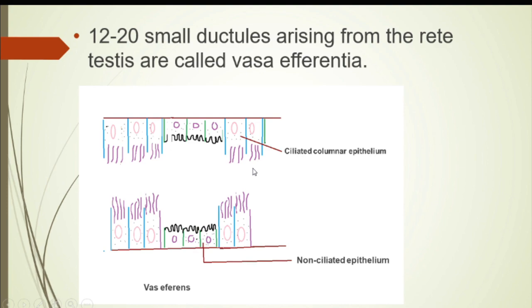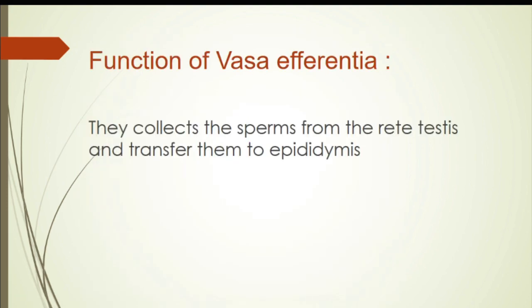What are these cilia doing? They are sweeping the sperm towards this side. You can see the cilia sweeping the sperm, helping in the conduction of the sperm. That is the function. The other type of cells are called non-ciliated epithelial cells, and these non-ciliated epithelial cells play an important role in endocytic activity. So this is about the structure of the vasa afferentia.